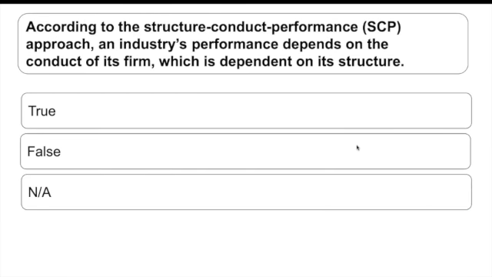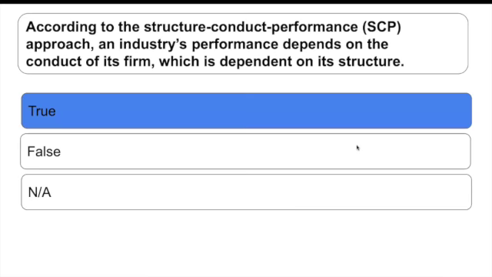According to the structure conduct performance, SCP, approach, an industry's performance depends on the conduct of its firms, which is dependent on its structure. State whether true or false. The correct answer is true.